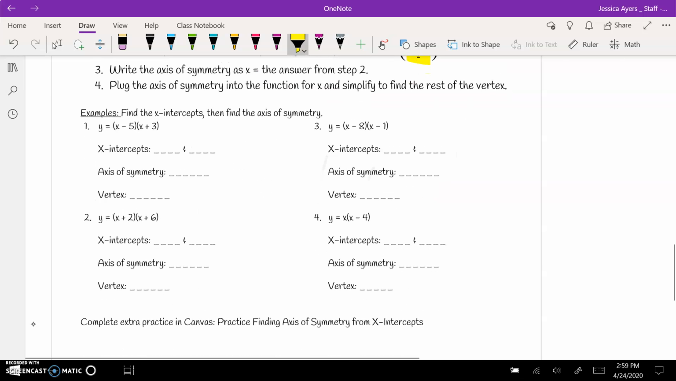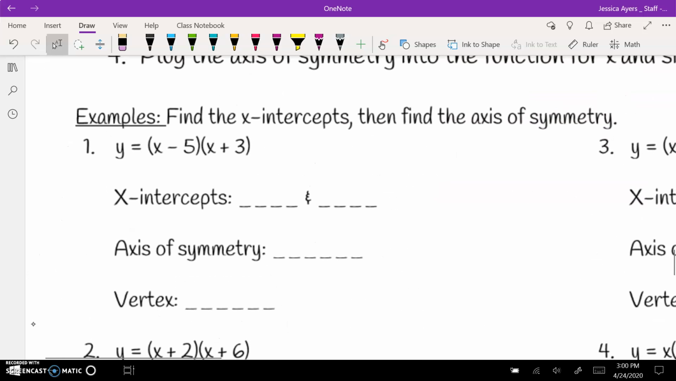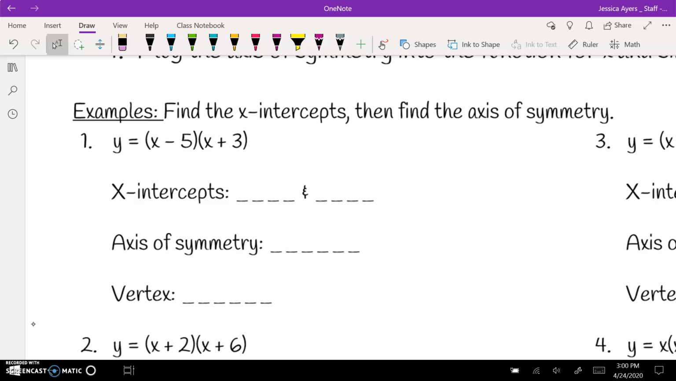So let's do example 1 together here. It says find the x-intercepts, then find the axis of symmetry. And actually, I forgot to add in that you also need to find the vertex. So for our x-intercepts, we want to use the opposite value of the two numbers here. Since this is negative 5, the x-intercept will be positive 5, 0. Since it's a positive 3, it'll then be negative 3, 0.